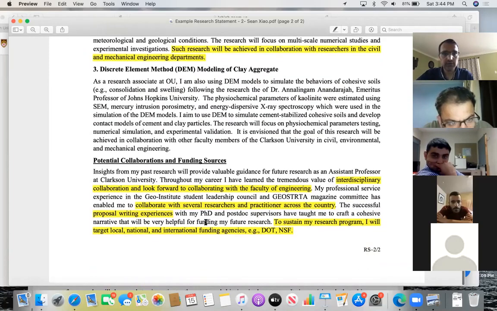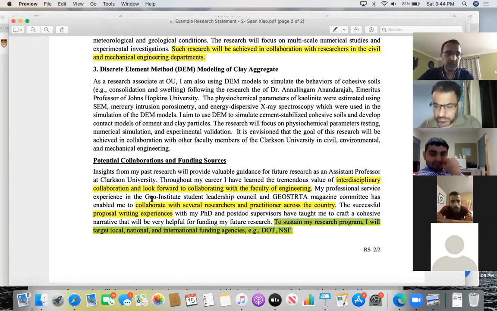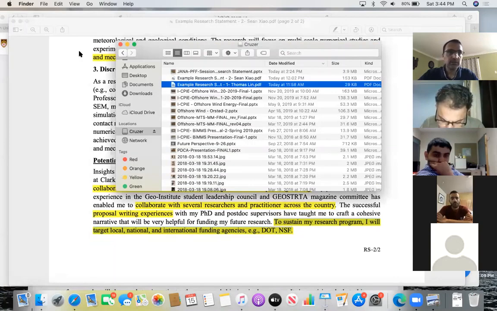Third research area, and then we're basically talking about potential collaboration and future funding. And you will see that he mentions his previous experience working on interdisciplinary research, his previous experience working with industry partners as well as academic partners. And then toward the end, he basically builds on that experience and collaboration and mentions funding agencies. So that's roughly what you see in these different applications.